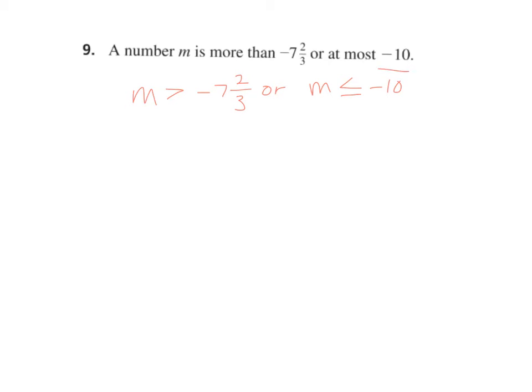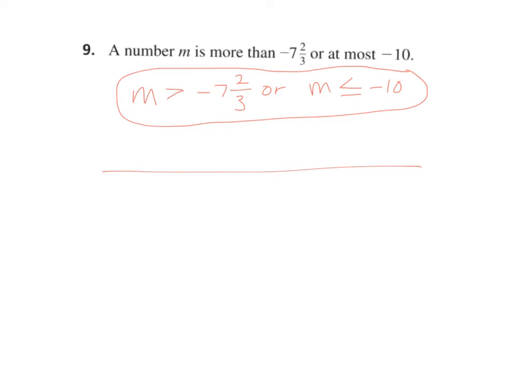And then that's it. This is how you would write this compound inequality for the OR. You can tell that the ORs are a lot easier than the ANDs. Much easier. To graph number 9, I've got -10, and this would be a closed circle going to the left. -7 2/3 would be an open circle going to the right.